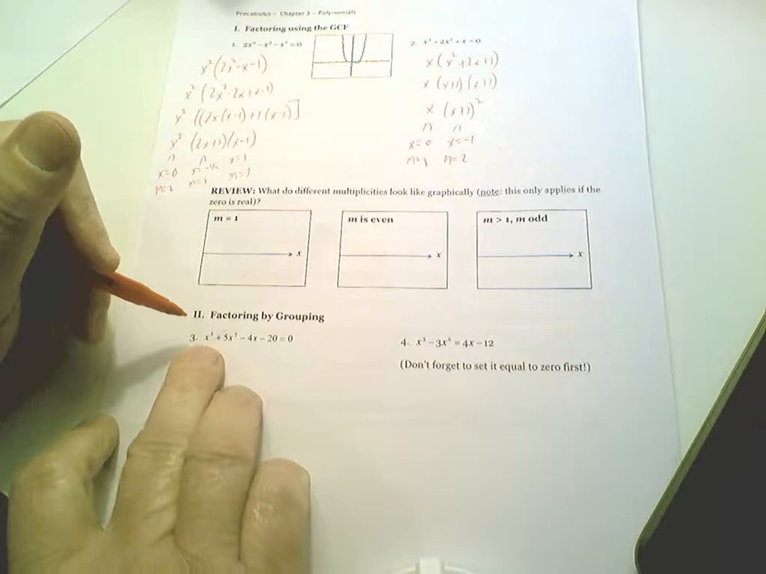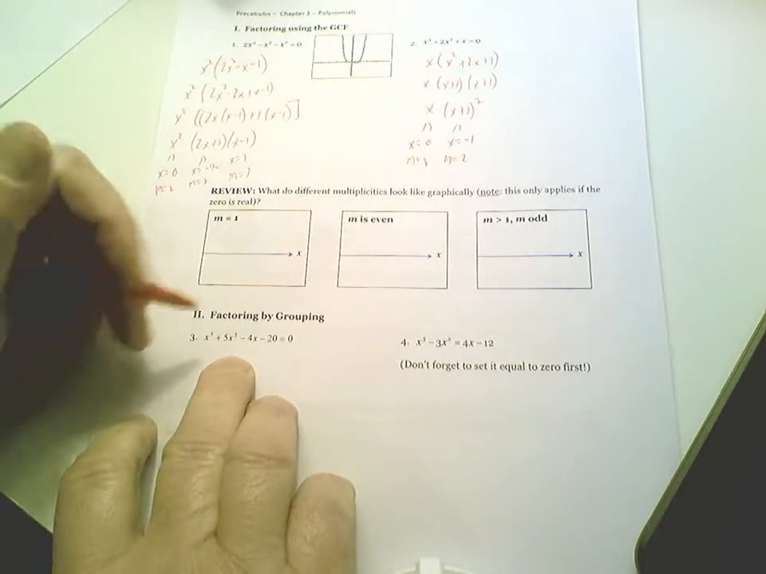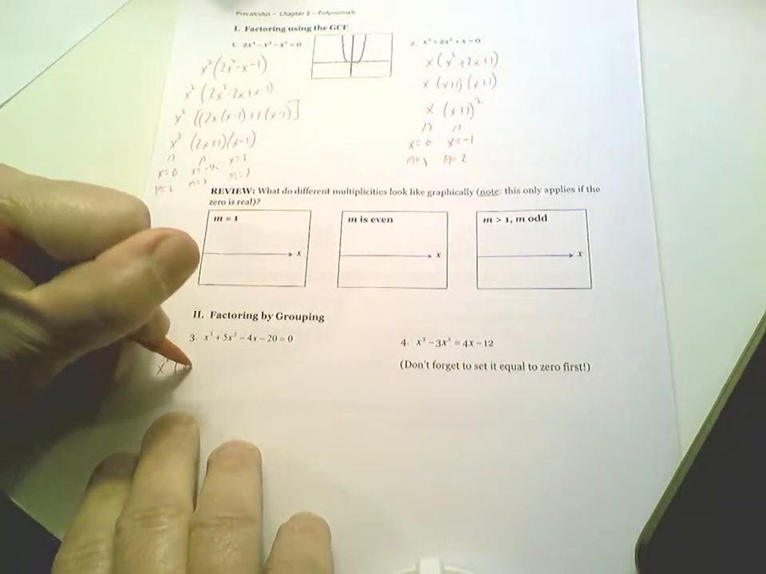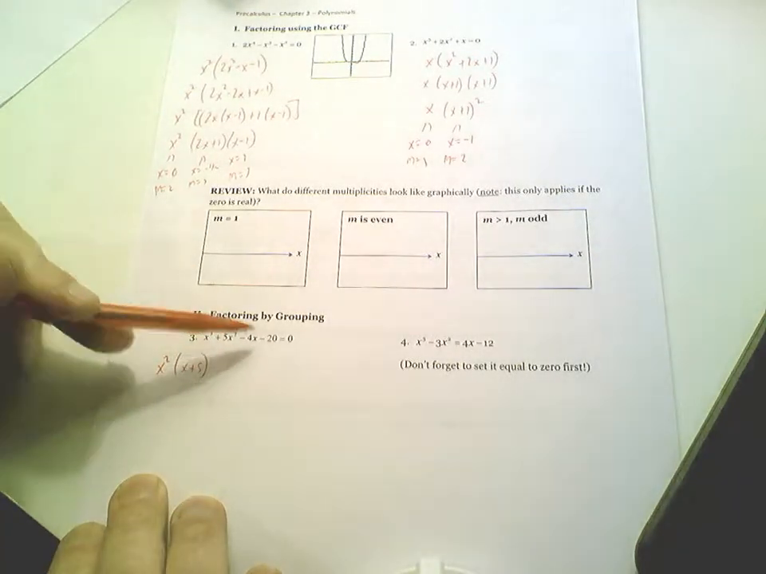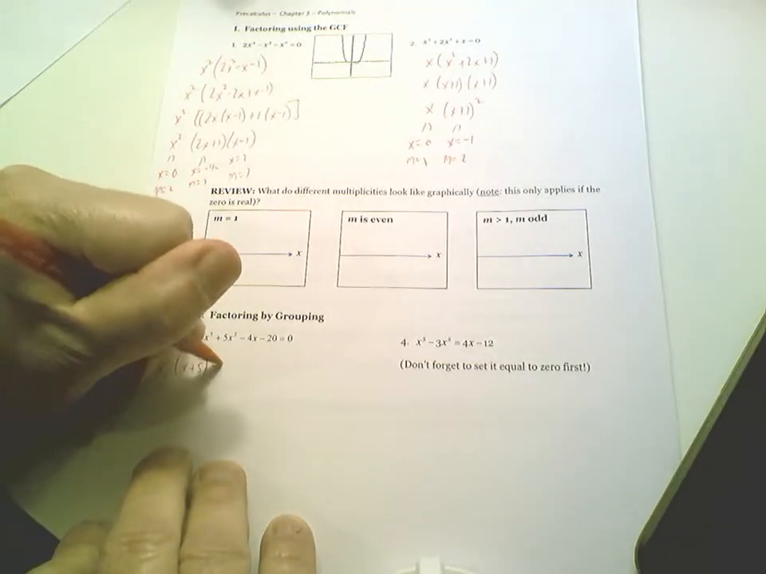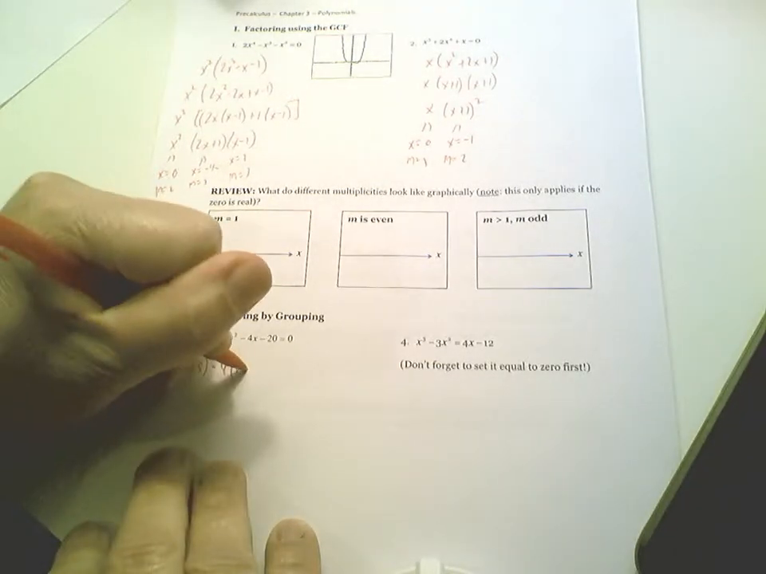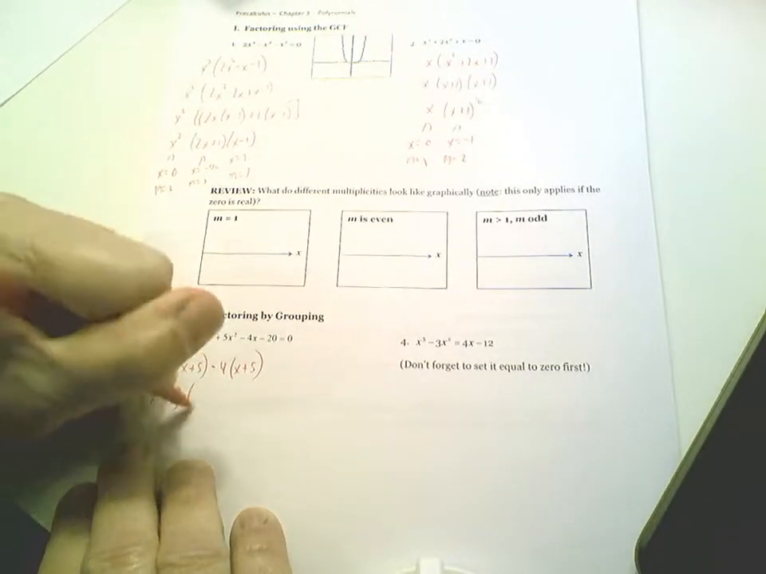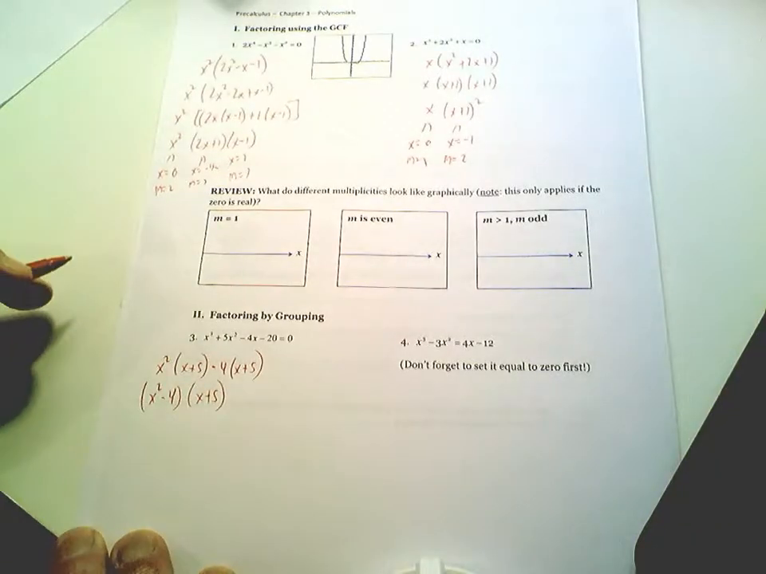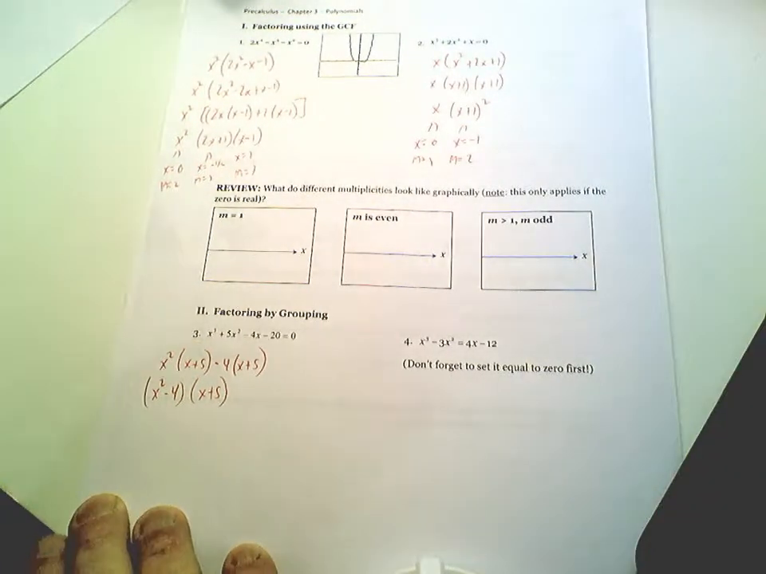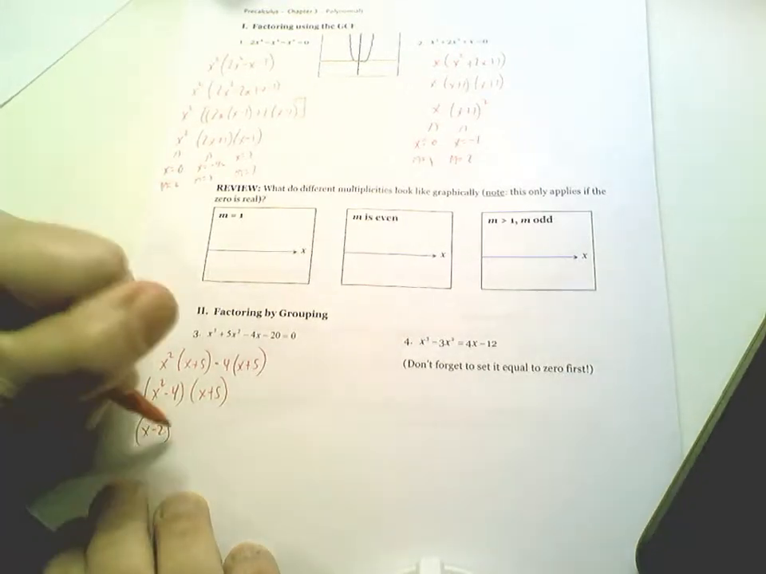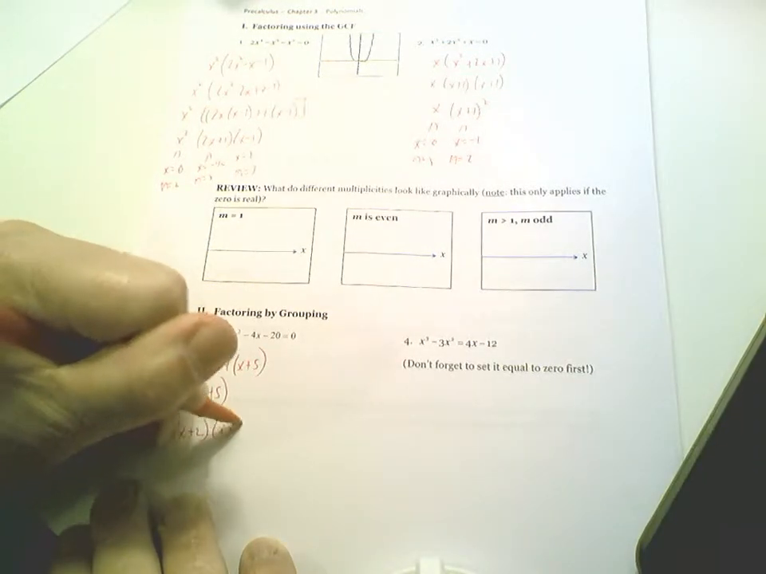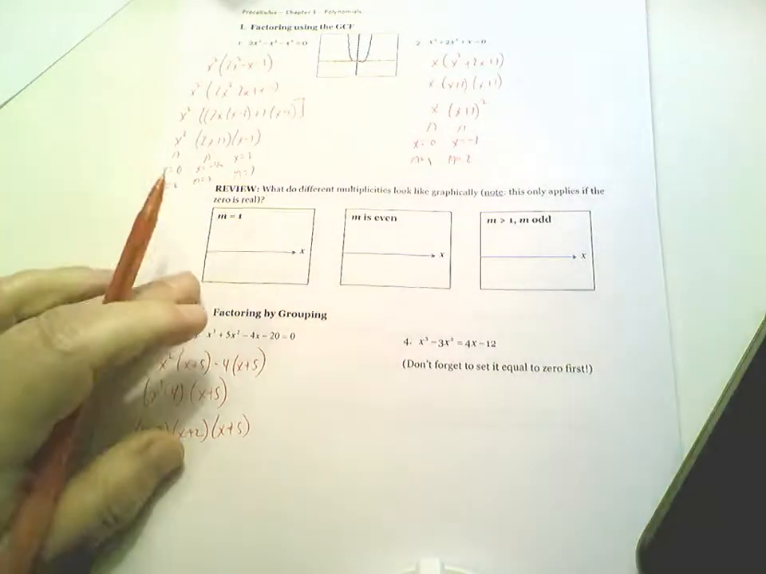X cubed plus 5x squared minus 4x minus 20. As I stare this down, what can I see? Well, I could take out an x squared and be left with x plus 5. Minus 4x minus 20, I could take out a negative 4 and be left with an x plus 5. Great. X squared minus 4, x plus 5. And if I wanted to, again, try to break it down as far as you can: x minus 2, x plus 2. That happens to be a good old difference of 2 squares. I found 3 roots. That sounds good.